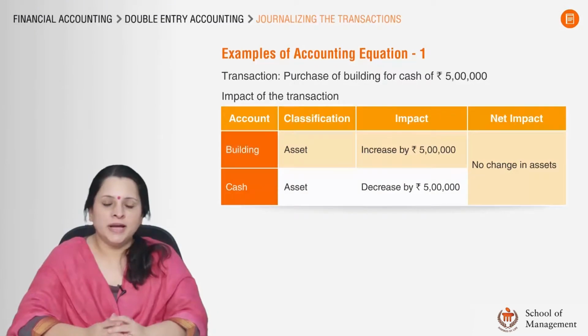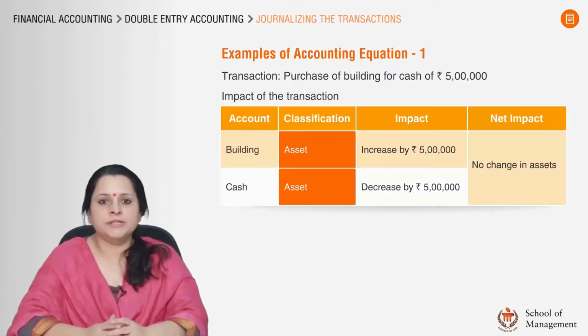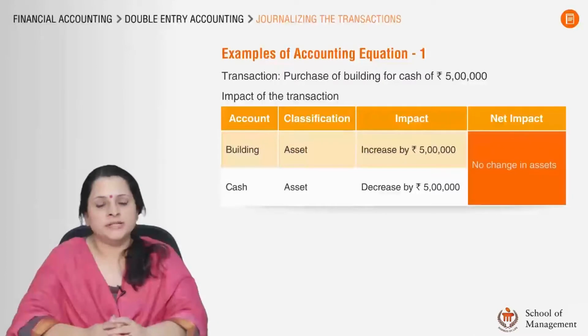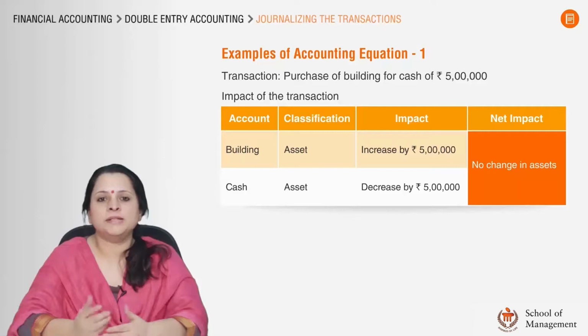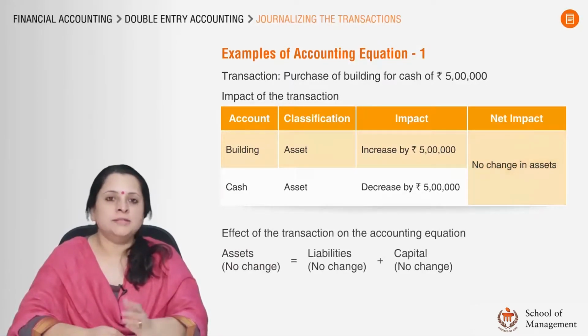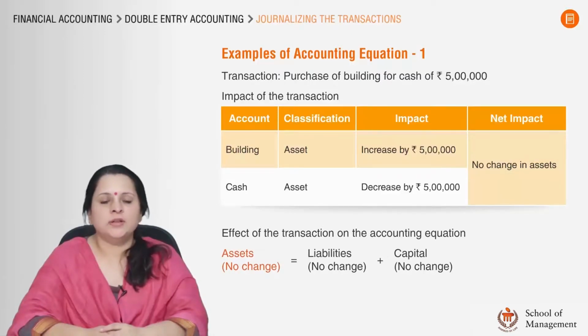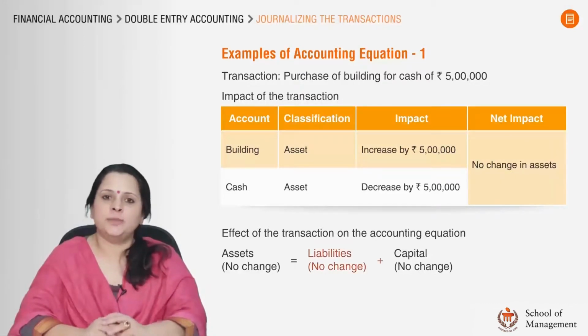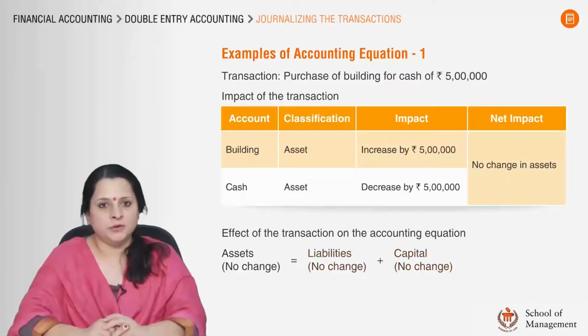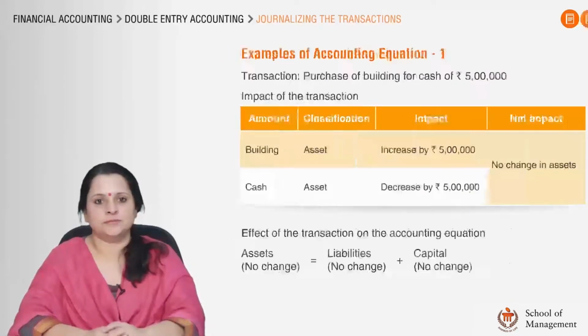As both building and cash are assets of a business, the net effect on total assets will not change as the business is merely exchanging one asset for another, that is exchanging cash for building. Hence, the left side of the accounting equation will remain unchanged. The right side of the equation will also remain unchanged as this transaction does not affect any of the liabilities or capital. In conclusion, accounting equation holds true for this transaction.